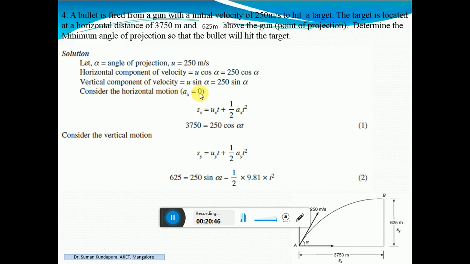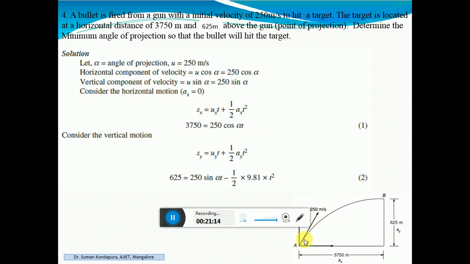Ax is equal to 0. That is, when we start from this point here, it is moving against the acceleration, right? So what happens is, in your equation of motion, s is equal to ut plus half at square, this component wouldn't be there because no acceleration due to gravity is acting on this here now.